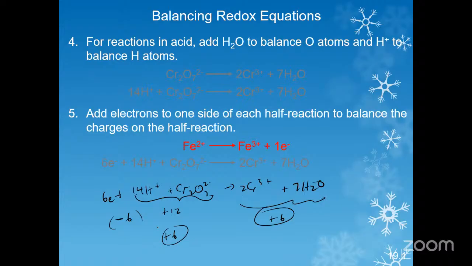The side with the higher net charge is the side to which you're going to add the electrons. And then it's all a matter of figuring out how many electrons you would add in order to achieve the balance of the charges to that side, all right? Okay, so that's step 5.